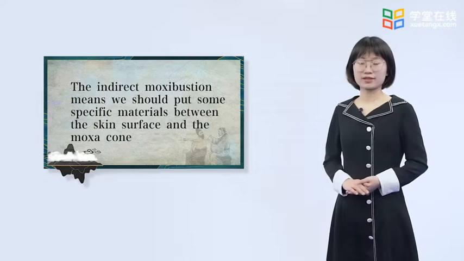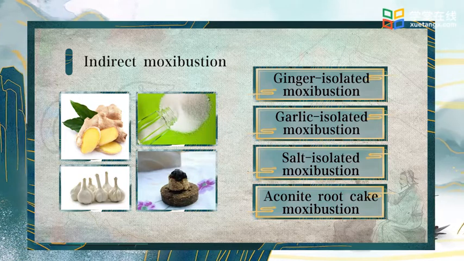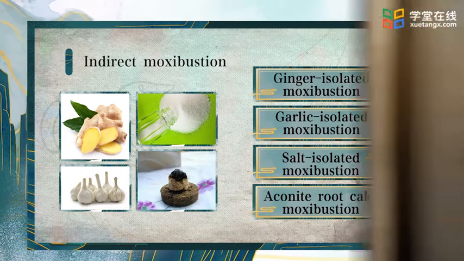Okay, let us learn the indirect moxibustion. Indirect moxibustion means we put some specific materials between the skin surface and the moxa cone, such as ginger, garlic, salt, and aconite root cake. Since the manipulation methods are similar, here we just explain the ginger-separated moxibustion.